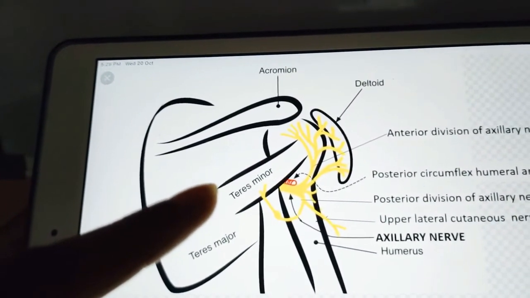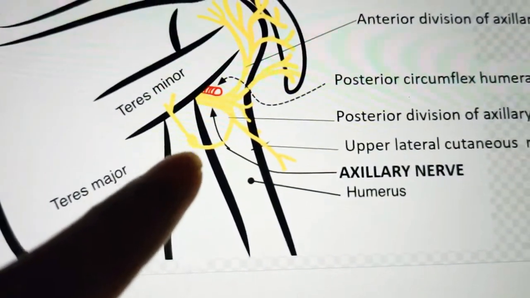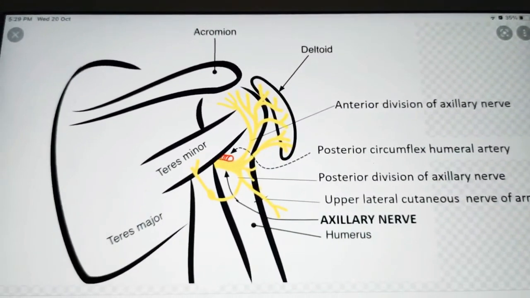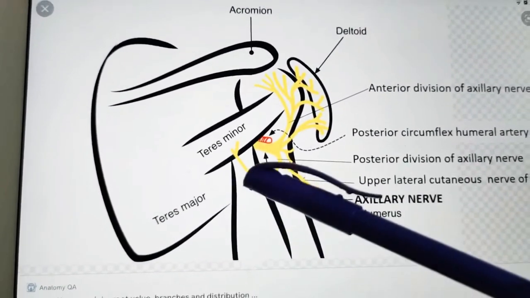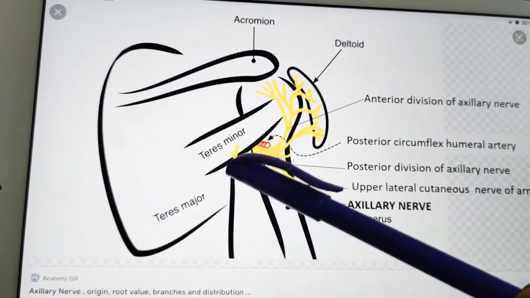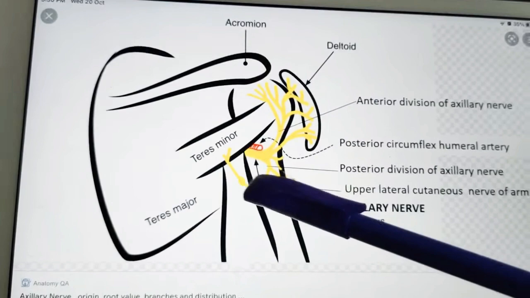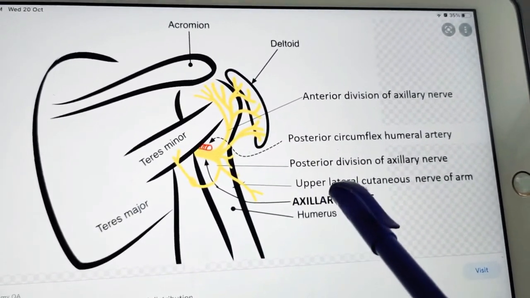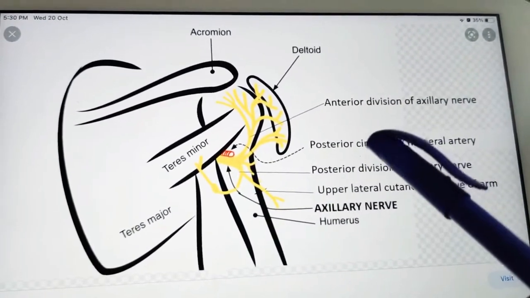The nerve to the teres minor bears a pseudoganglion. That is important. You can see here, this is the pseudoganglion. The pseudoganglion is present only in the posterior division of the axillary nerve. This posterior division later pierces the deep fascia at the lower part of the posterior border of the deltoid, and next it continues as the upper lateral cutaneous nerve of the arm. You see here, this is the upper lateral cutaneous nerve of the arm. We need to remember which division bears what, that is important.